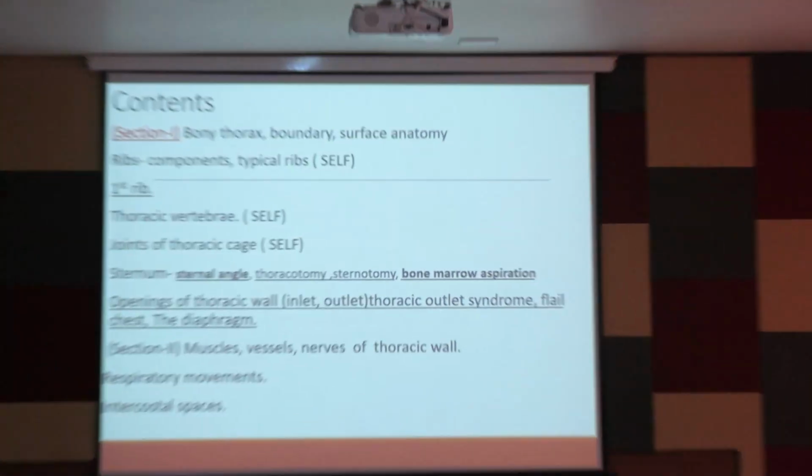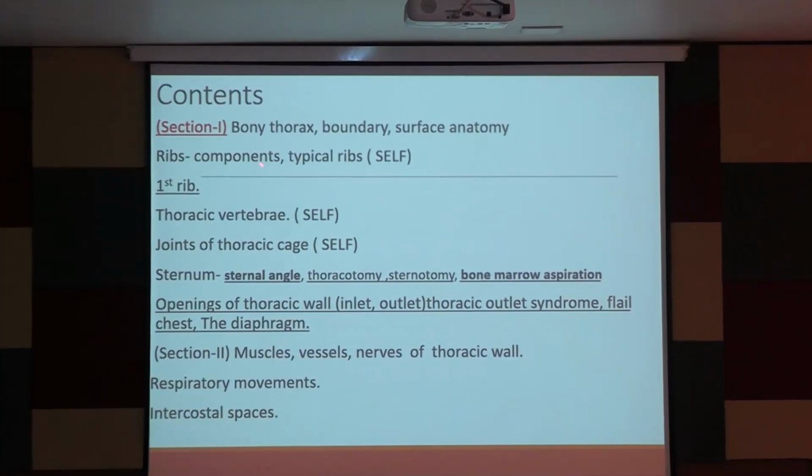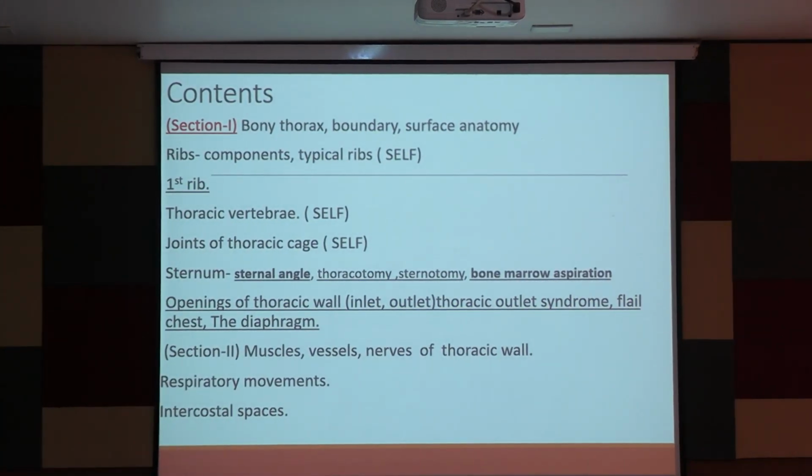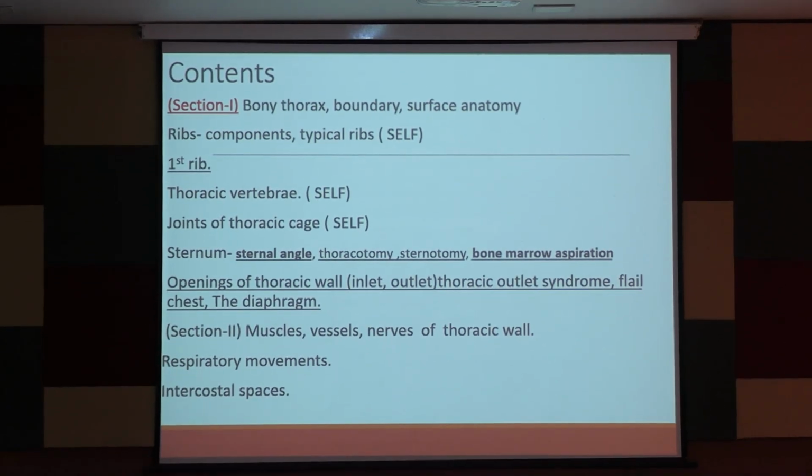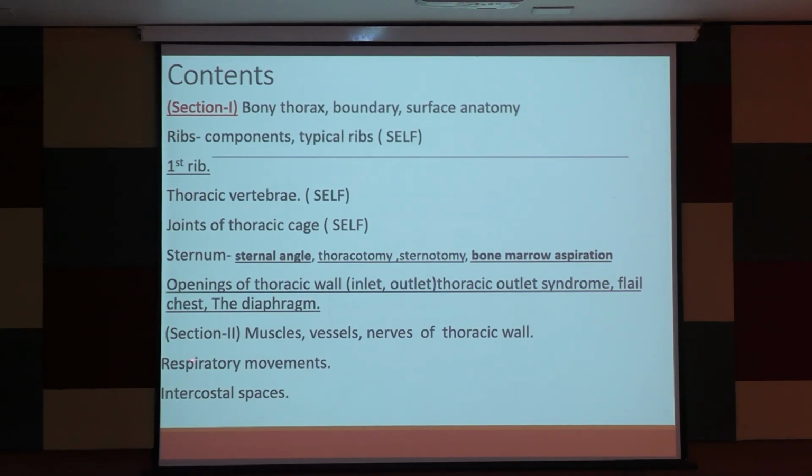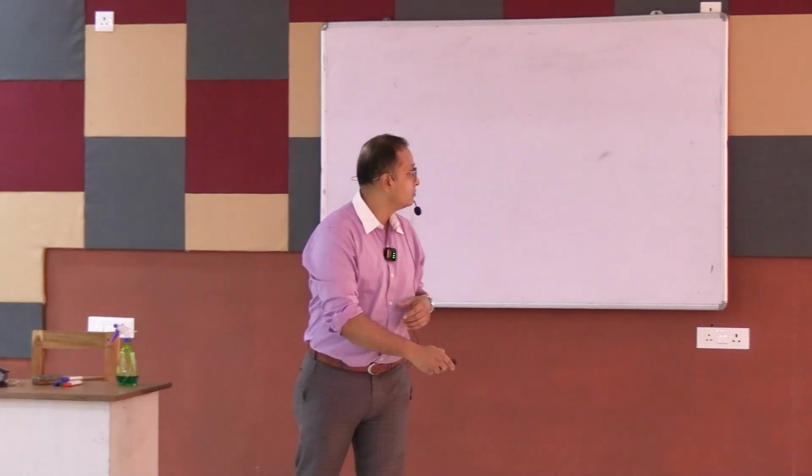So having said that, this is the content we are going to study: the bony thoracic wall, boundary, surface anatomy, and ribs. Their components we will talk about in the demonstration class. We will also talk about the composition of the thoracic wall, like the muscles, vessels and nerves present, and briefly discuss respiratory movement or chest wall movement and the muscles involved in it. So these are our aims and objectives for this class today.